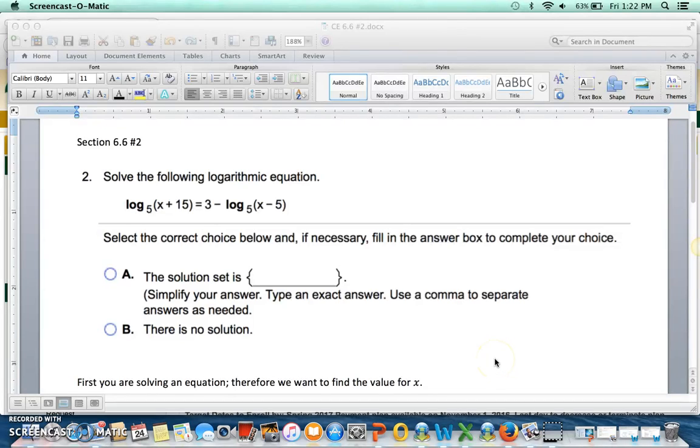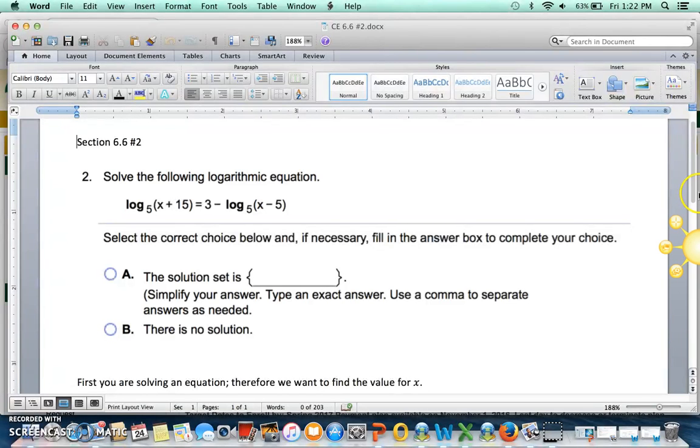Section 6.6, problem number 2, solve the following logarithmic equation. We've got a log on the left, a log on the right, and we have a constant term. Since we've got that constant term, we need to group all of our logs to the left. This is a minus sign right here, so when we move that, it's going to need to change.